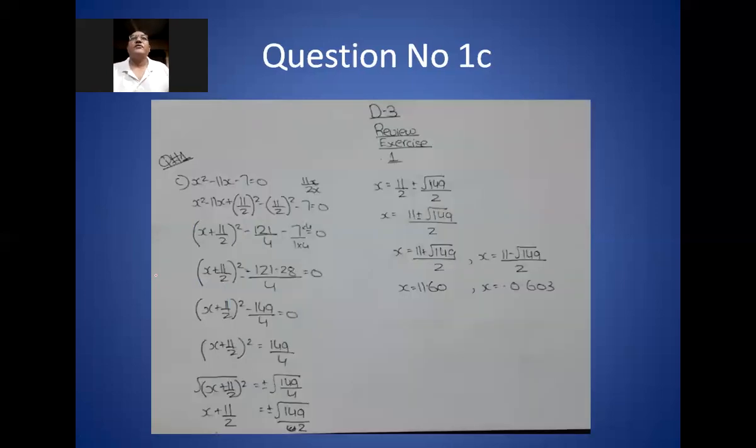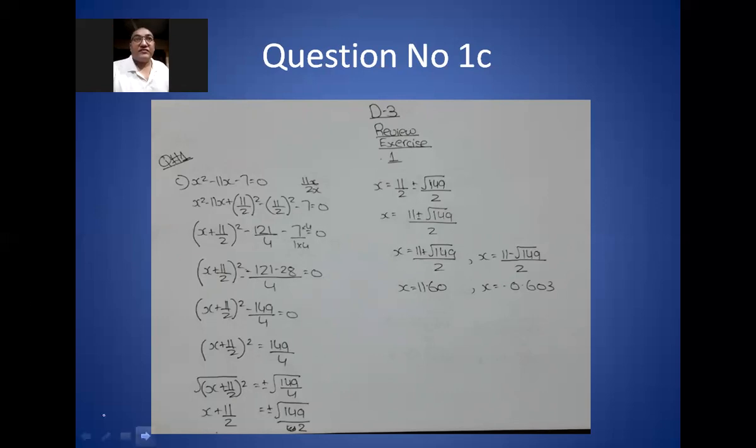Okay, so we are moving to the next question. It says x squared minus 11x minus 7 equals to 0, and we have to solve the equation by completing the square method. So x squared minus 11x minus 7 equals to 0. You can see the coefficient of the x squared is 1. So it is good to go. We can apply the completing the square method.